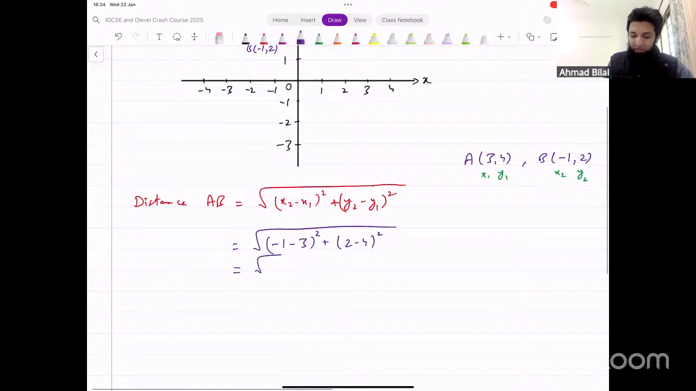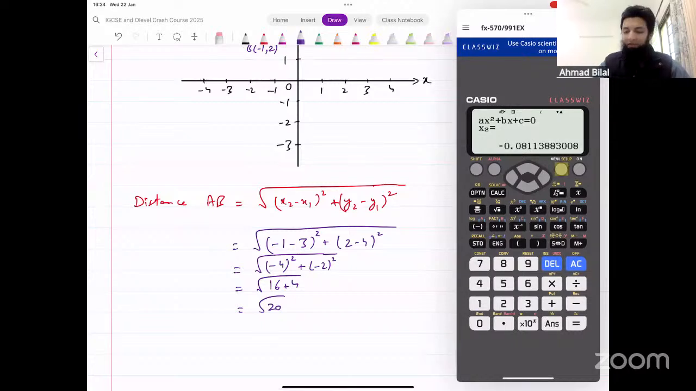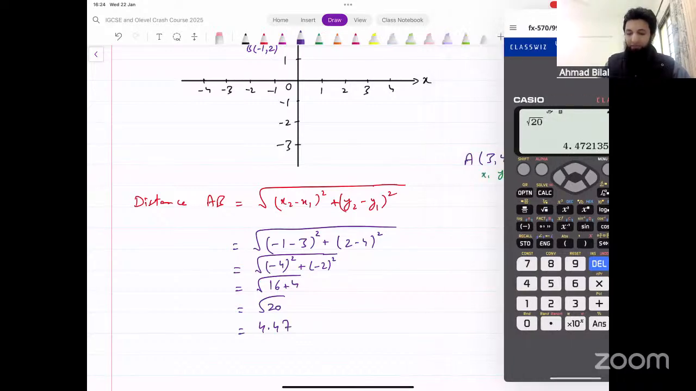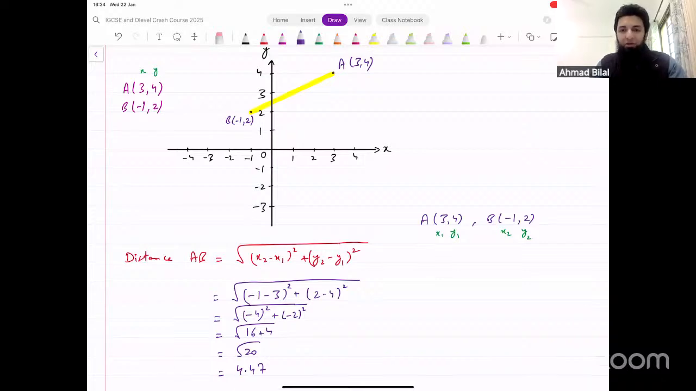Now you simplify this, and you have -4 whole squared plus -2 whole squared. Remember, whenever we take square of a number, it becomes positive. So we have 16 plus 4 inside the square root, and that simplifies to square root of 20. You can leave it like this if you want, or if you want to simplify this, this would become 4.47 in decimals to 3 significant figures. That's the distance between these 2 points. That's how we find distance between points. You need to remember this formula, x2 minus x1 whole squared plus y2 minus y1 whole squared, and then square root of that whole thing. This is the distance formula.